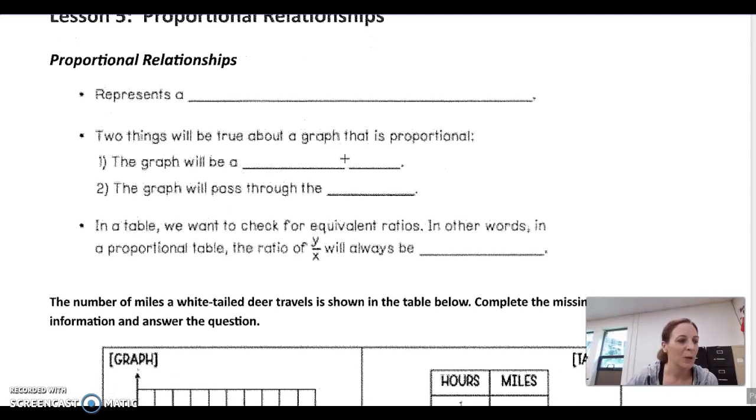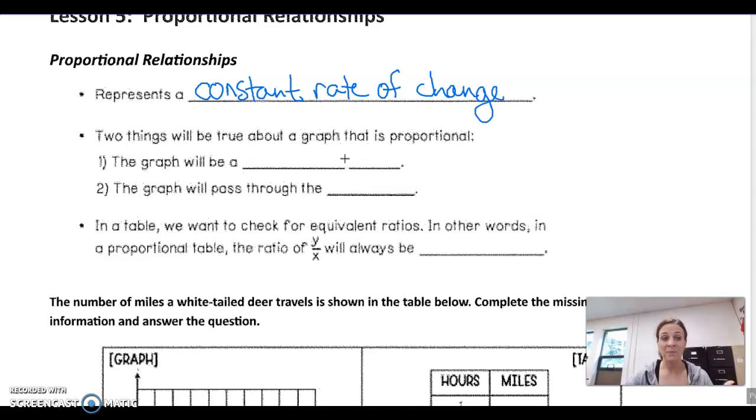Proportional relationships represent a constant rate of change. Remember, when we were finding that constant, no matter what we divided, we always got the same thing we're going to multiply by. So it's constant, it's not changing. Two things are going to be true about a graph. The graph will be a straight line, and it's going to pass through the, hopefully you're all saying origin to yourself, or 0, 0.